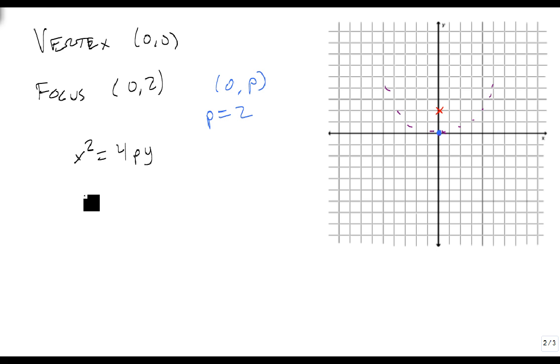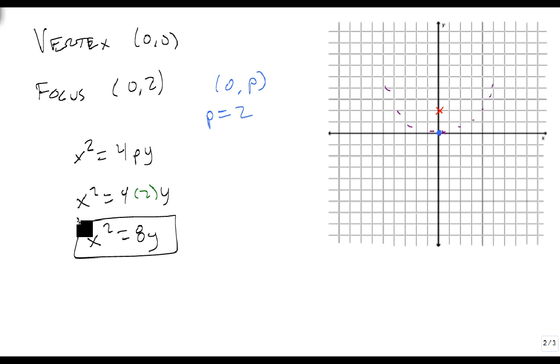So all we have to do is plug that in. x squared equals 4 times 2 times y, and our equation is x squared equals 8y. And that's the only thing we need to know, and that'll give us our perfect parabola. So just use it. If we give you the focus, it's real easy because we gave you the only piece that you need, p, once you figured out which direction it's going and how it's opening.